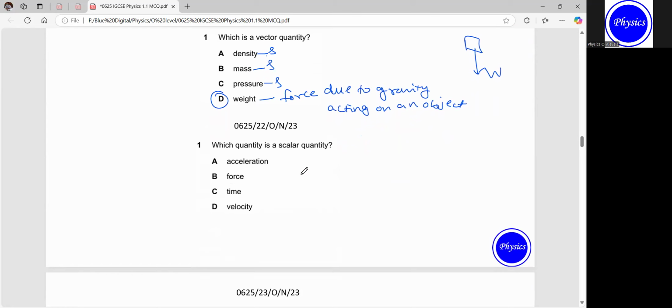Which quantity is a scalar quantity? Acceleration is a vector, it has direction. Force is a vector, it has direction. Time is a scalar. Velocity is speed with direction, so again, it is a vector. So this one is a scalar. Time is a scalar, so it's C.